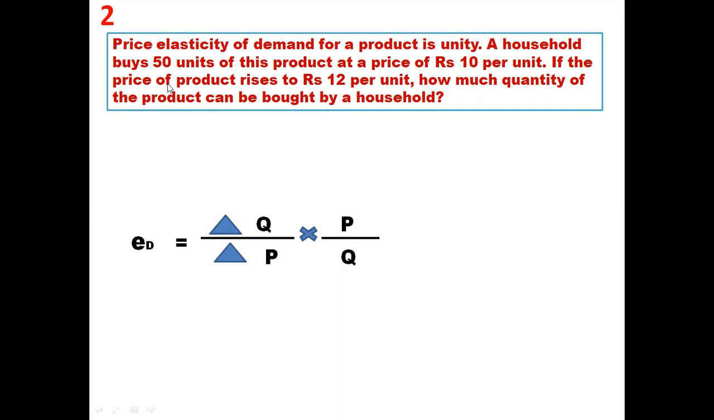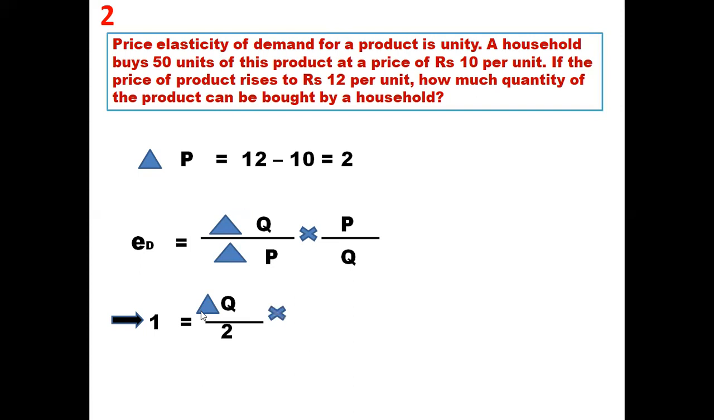So let us start. We have the formula ED is del Q by del P multiplied with P by Q. Since initial price and new price are given, 10 and 12, we can easily find del P. Del P is 12 minus 10, which is 2. Now elasticity of demand is unity, so let us put the value 1. Del Q will remain as it is. Del P is 2. Initial price is 10 divided by initial quantity 50.